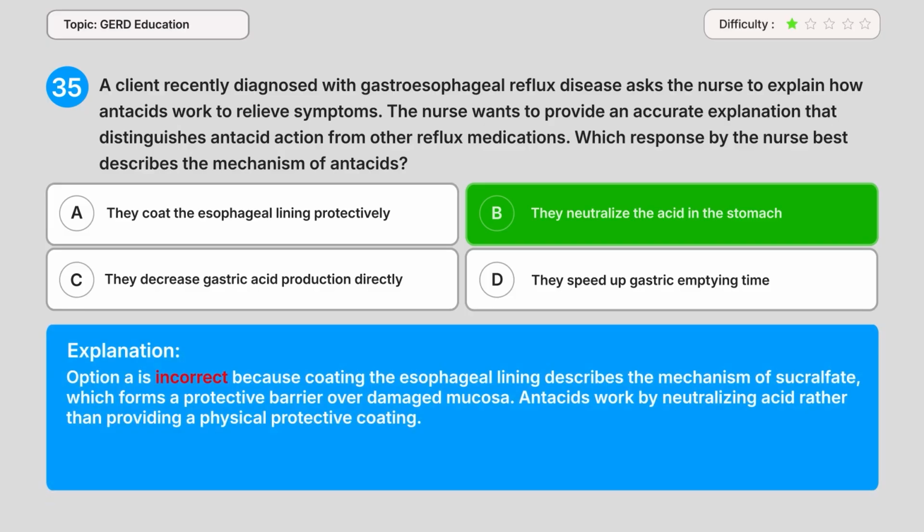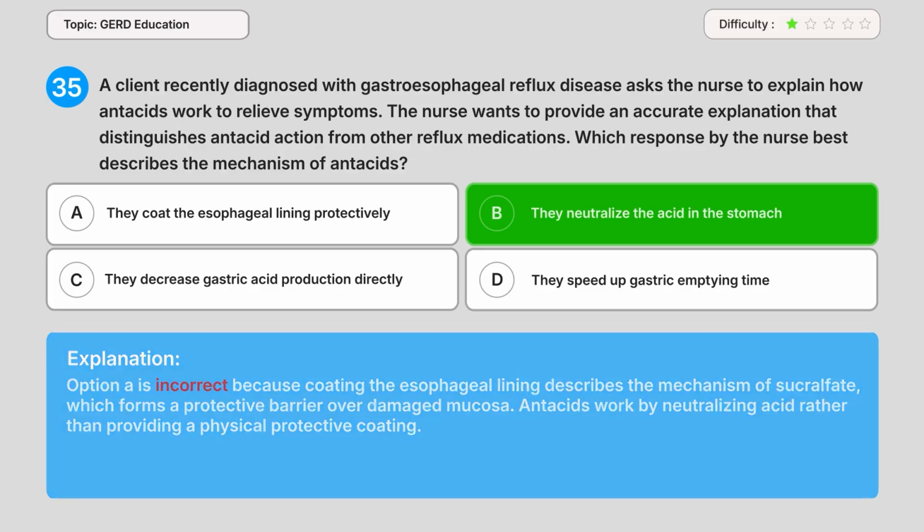Option A is incorrect because coating the esophageal lining describes the mechanism of sucralfate, which forms a protective barrier over damaged mucosa. Antacids work by neutralizing acid rather than providing a physical protective coating.